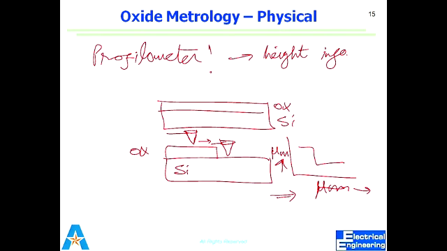So the profilometer actually goes along the surface. When there is a jump, it will show you that there is a jump. So it actually plots that topography. When it gives you the topography in this way, you can find, okay, this is the thickness of my oxide.